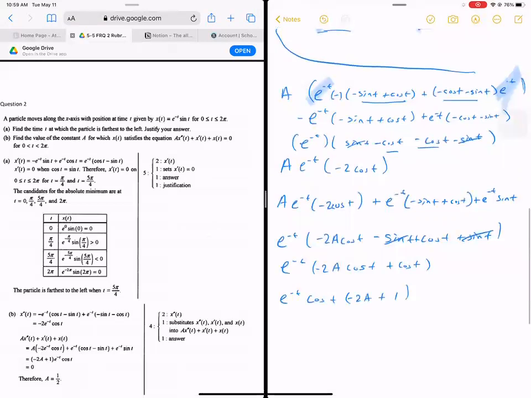And we can say, when does negative 2a plus 1 equal 0? That is when a is equal to 1/2.